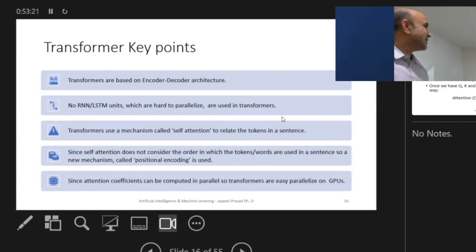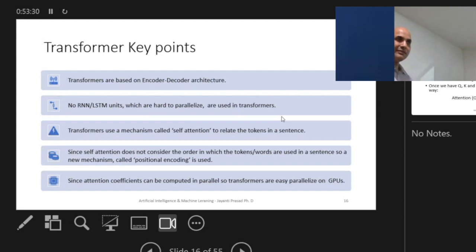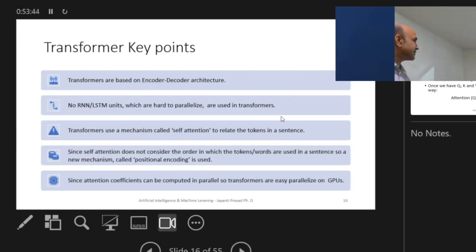So transformer key points. What are the key points? Selling points of transformer: they are based on encoder-decoder architecture. That is fine, so those 2 boxes remain the same. No RNN or LSTM units, which are hard to parallelize, are used in transformer. So completely scrap them. Transformer uses a mechanism called self-attention to relate the tokens in a sentence. I will explain what self-attention is.